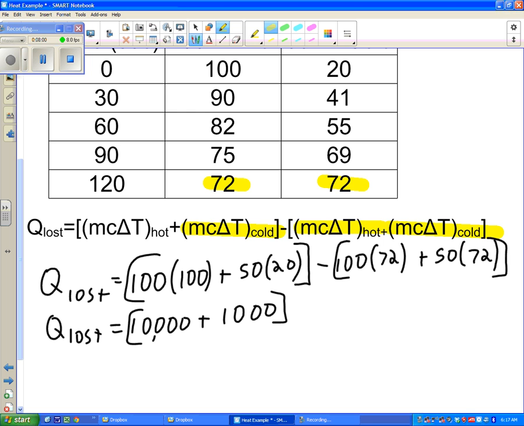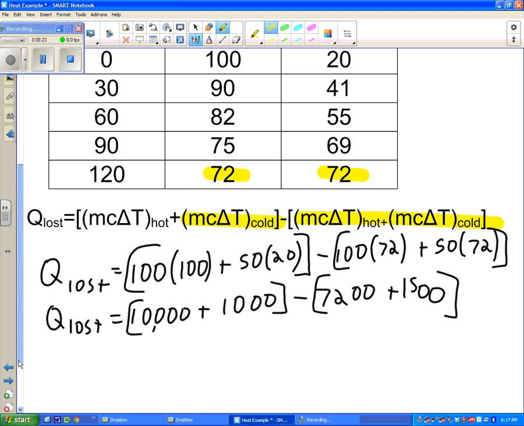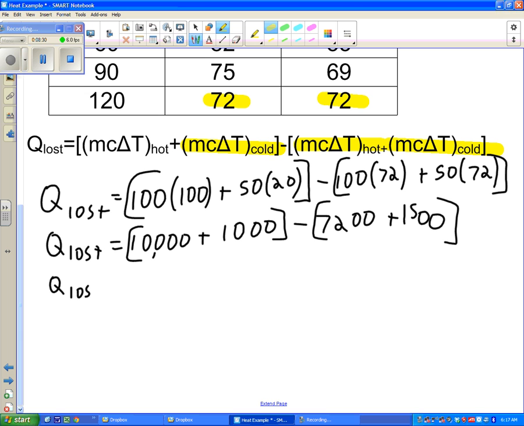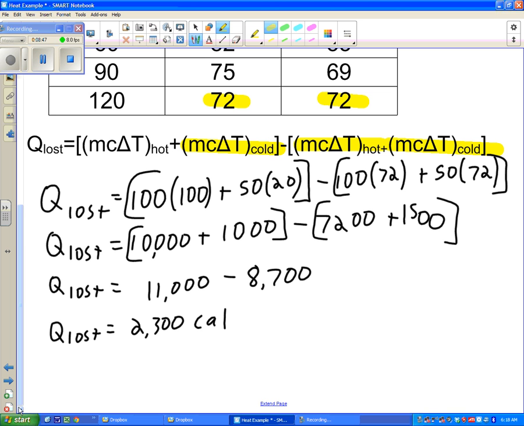This is the start minus the end. So I have 7,200 plus 3,600, which is 10,800... Okay, so heat loss, 11,000 minus 8,700. Heat lost is 2,300 calories.